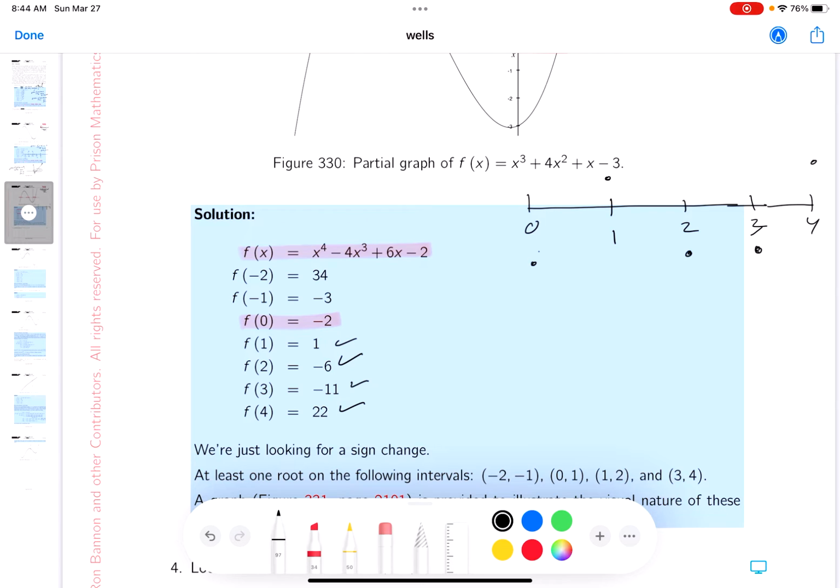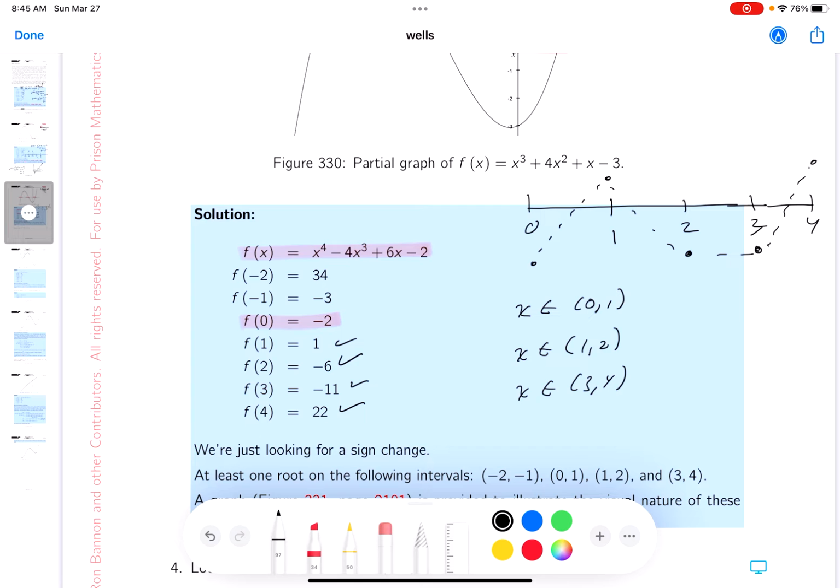So what do I know? Something like this, something like this, something like this. So what do I know now? I know there's a root between 0 and 1. I know there's a root between 1 and 2. And I know there's a root between 3 and 4.